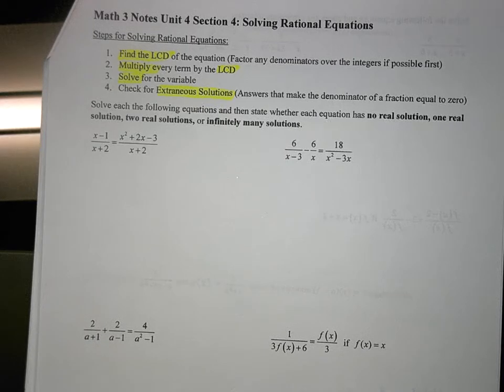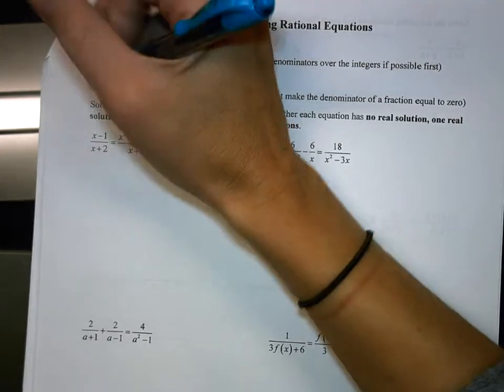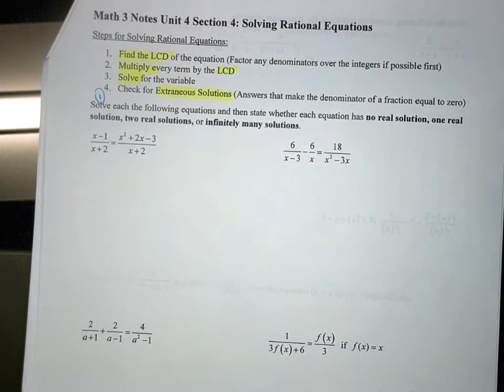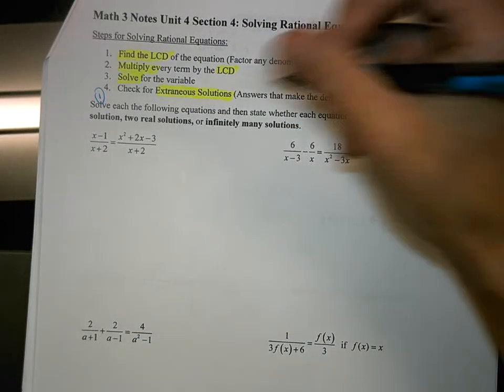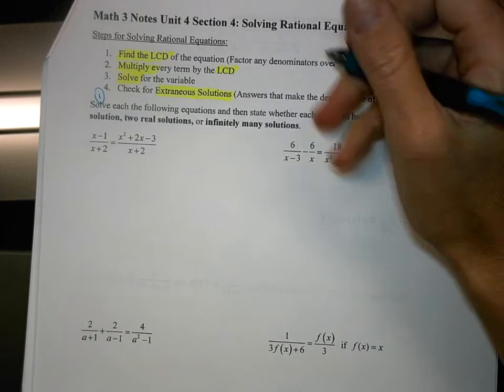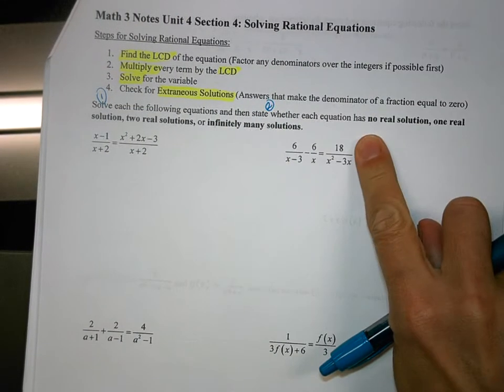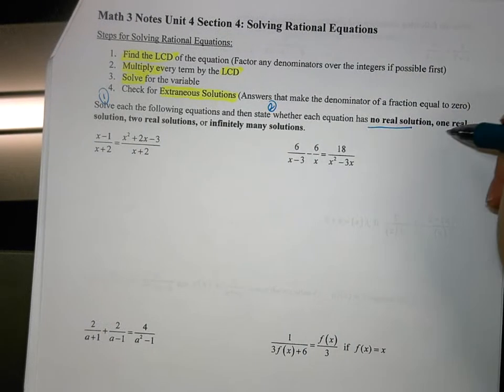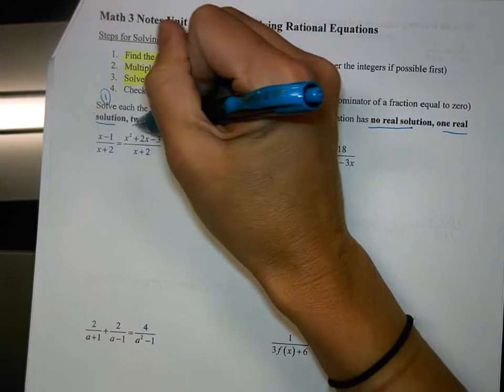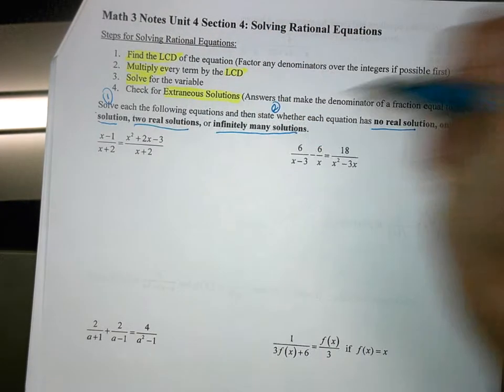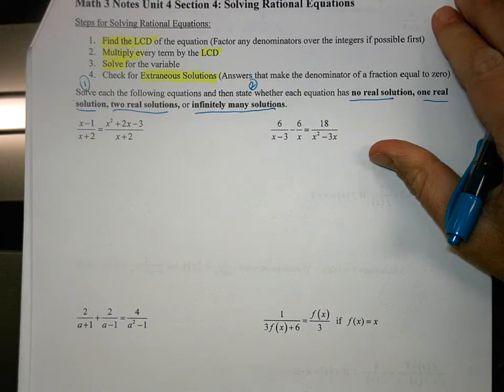Okay? The next thing, as we go through here, the first thing we need to do is solve our equation. And then the second thing we're going to do is state whether each equation has no real solution, one real solution, two real solutions, or infinitely many solutions. Okay?